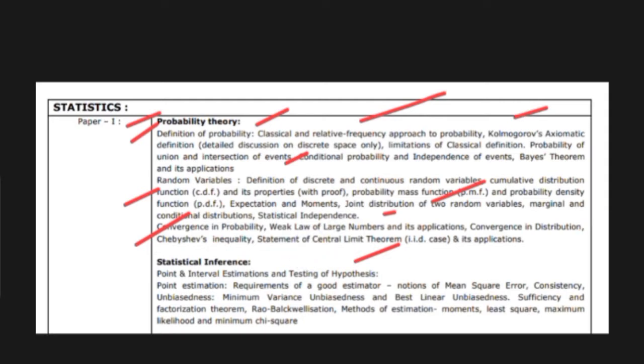The next section is on statistical inference. Here you will get questions on point and interval estimation and testing of hypothesis. Then there is point estimation, then requirements of a good estimator, then notions of mean square error, then consistency, unbiasedness, then minimum variance unbiasedness, then best linear unbiasedness, then sufficiency and factorization theorem, then other methods of estimation, that is moments, least squares, maximum likelihood, minimum chi-square.